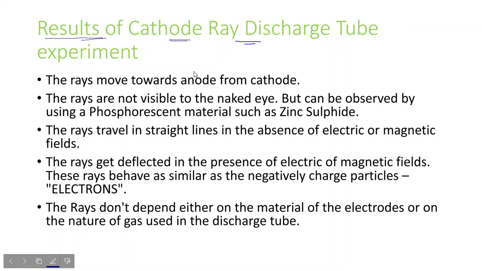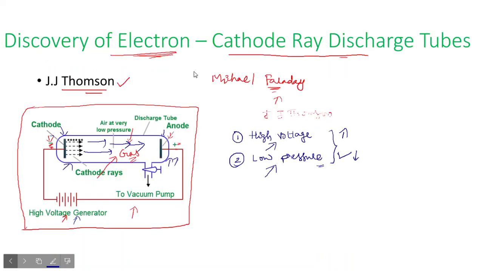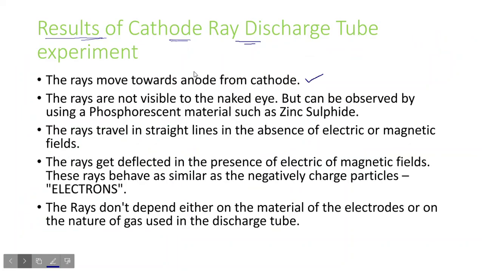So what were the results from the experiment that J.J. Thomson did? The first point is that the rays moved from the cathode towards the anode. And the rays are not visible to the naked eye. So how did he observe those rays?